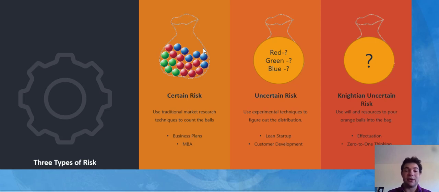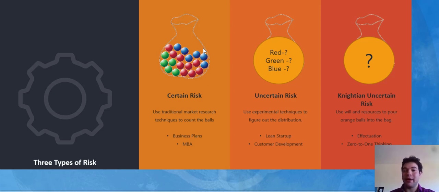Finally, there's Knightian uncertain risk. The idea here is that you don't know what color balls are in the bag. You don't even know if it's balls or hubcaps, and it's actually changing as you're working with it. The distribution is changing all the time, based on actions of other actors, and so these other strategies don't work in a situation where you don't know what's in there, and it's changing as you go.